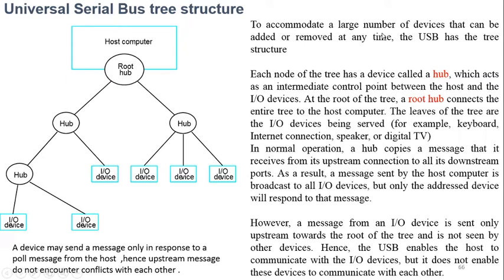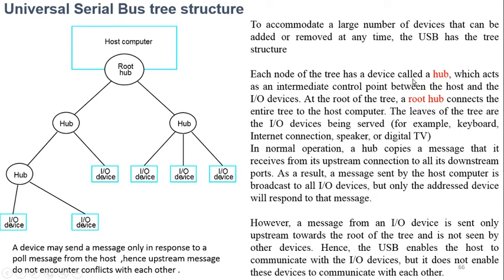To accommodate a large number of devices that can be added or removed at any time, the USB has the tree structure. The tree structure of this USB standard supports accommodating or attaching any number of IO devices whenever we want to the system. So this tree structure is very important, which supports connecting many IO devices with the currently existing system using a limited number of USB ports.